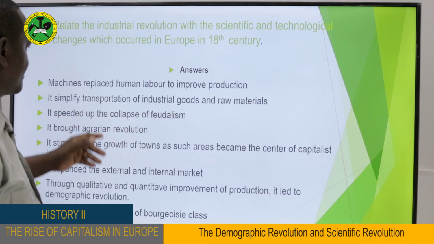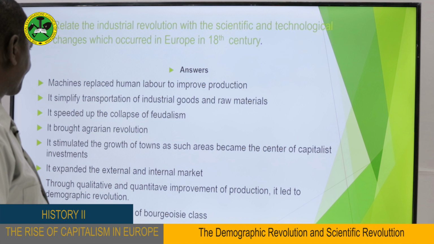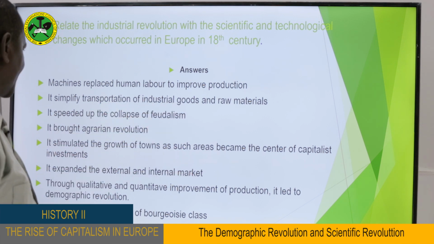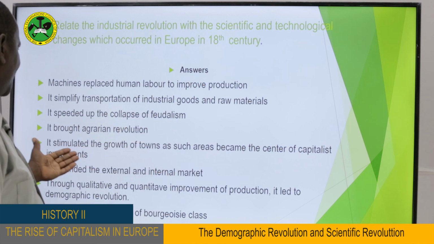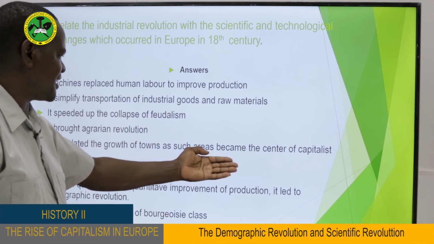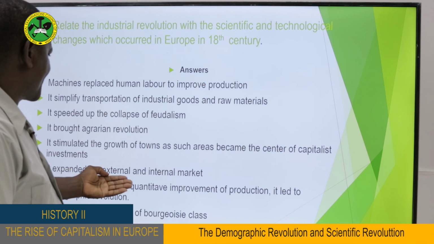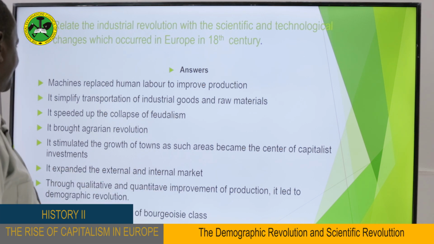All these were the product of development of science and technology. Also, it speeded up the collapse of feudalism. Feudalism collapsed, as we have said. It brought agrarian revolution. It stimulated the growth of towns. Such areas became the center of capitalist investment. Also, it expanded the external and internal market. Also, we have said about it.